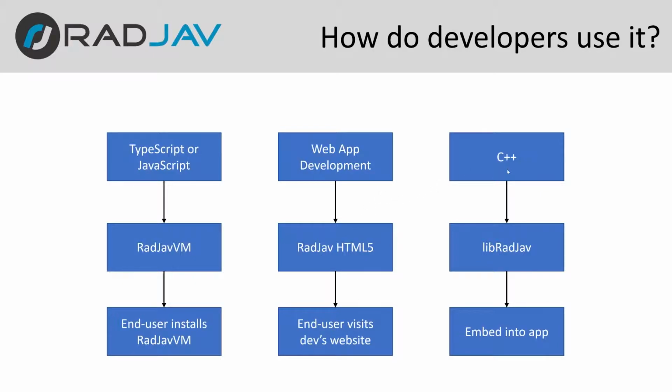The third way developers can utilize it is by using our C++ API. Now, this isn't publicly available yet, but all the developer would have to do is embed libradjav into their application, and then execute their application on whatever platform they want it to run on.